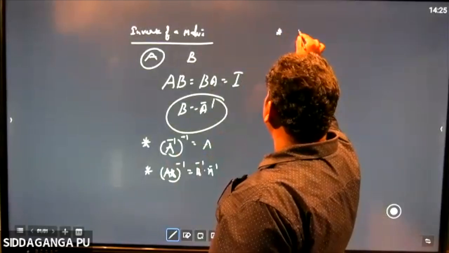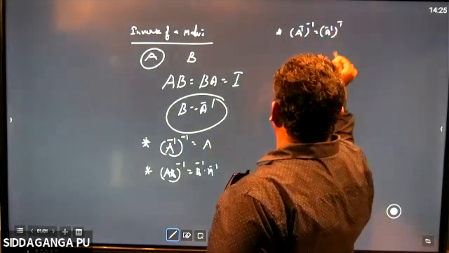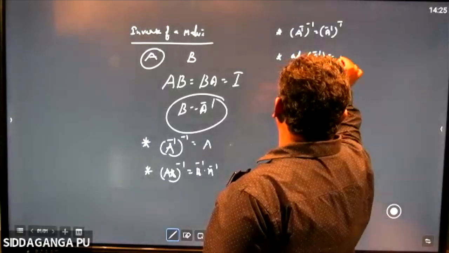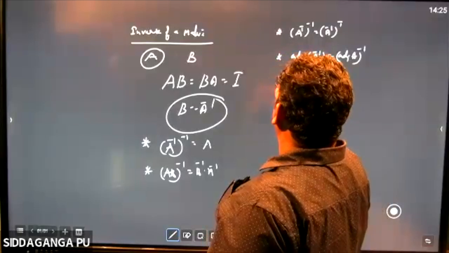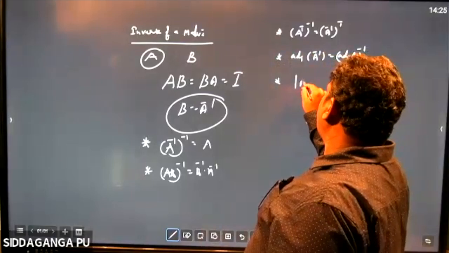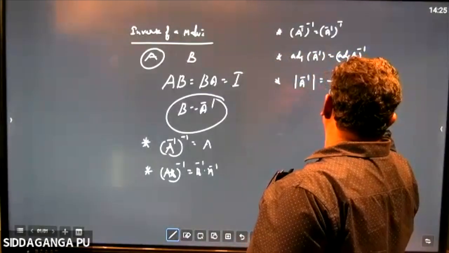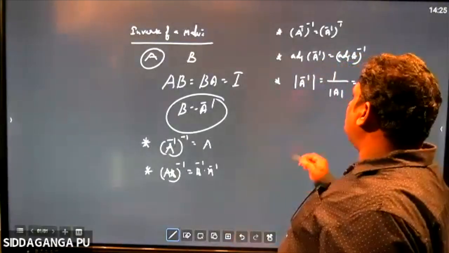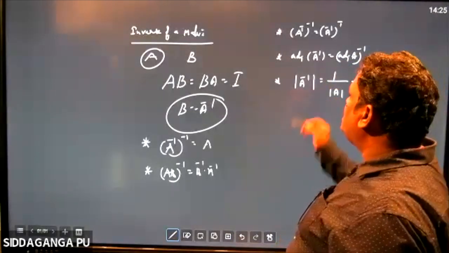Then A transpose whole inverse is equal to A inverse whole transpose. Adjoint of A inverse is equal to adjoint A whole inverse. So det A inverse is equal to 1 by det A, which is equal to det A whole inverse. This is also important, and in previous NCERT bits too: det A whole inverse is equal to 1 by det A. Adjoint A inverse is equal to adjoint A whole inverse.